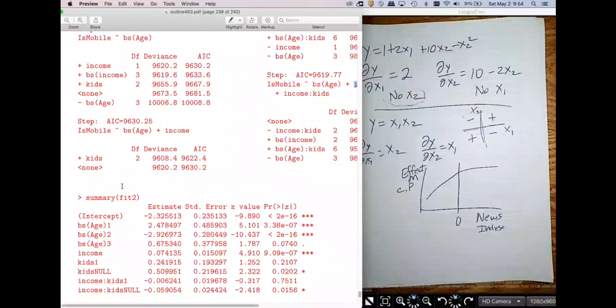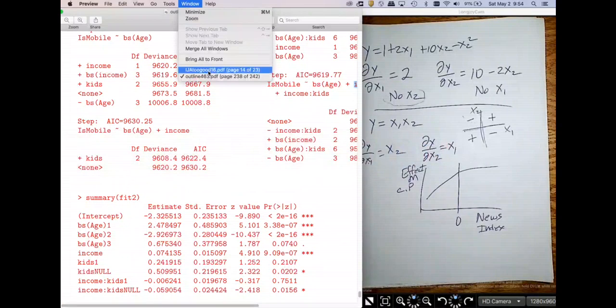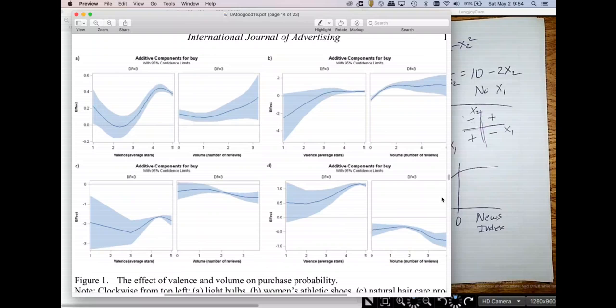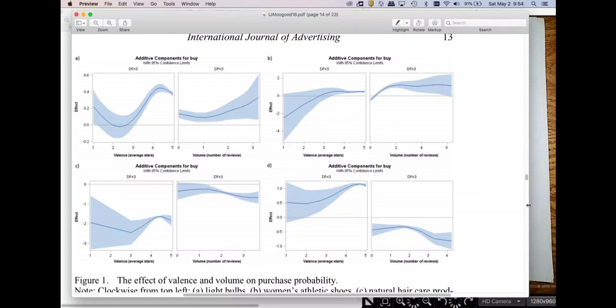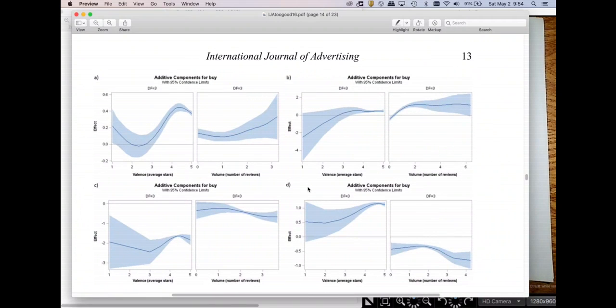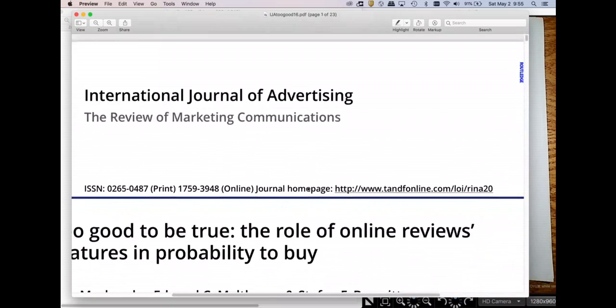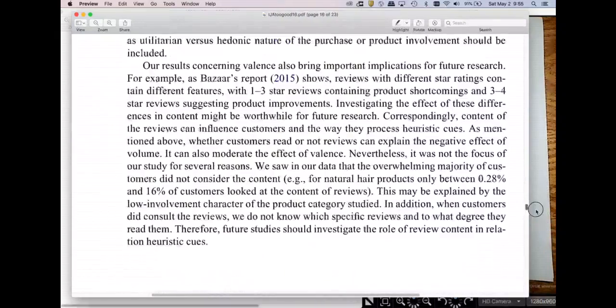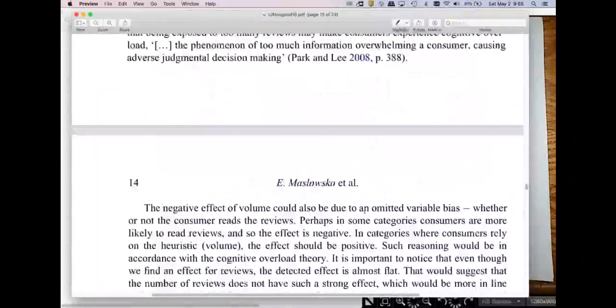I'm just going to close this video by showing you another example. This is an article that I wrote that used GAMs, and it got a lot of publicity, I think in part because of these GAM plots. We got picked up by some news organizations. The article's entitled "Too Good to Be True," the role of online reviews features in predicting probability of whether you're going to buy. And I'll put this article out on Canvas if any of you want to read it.